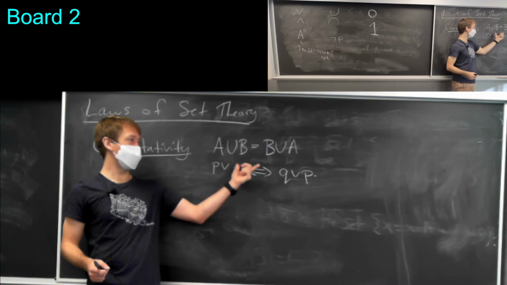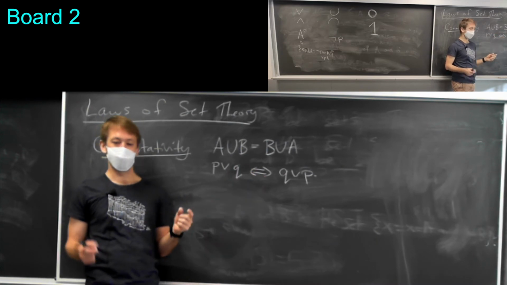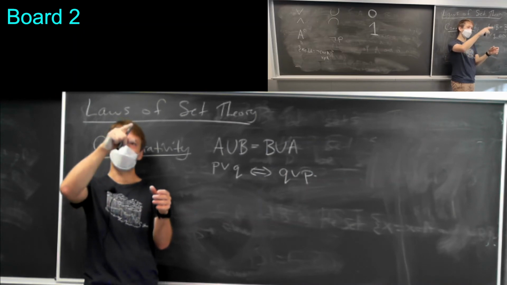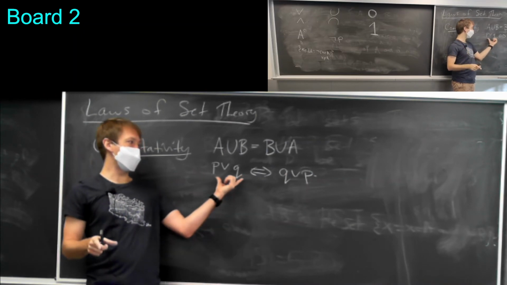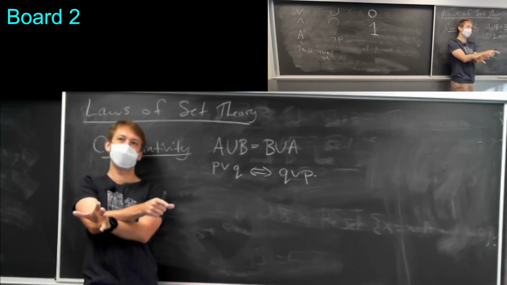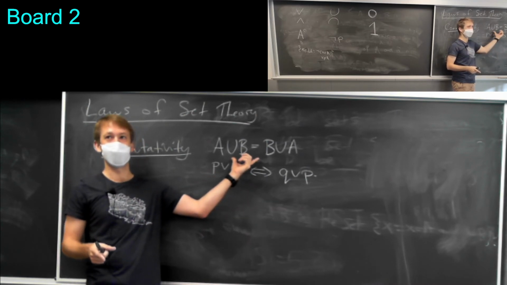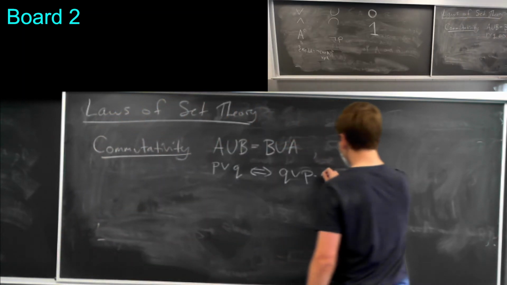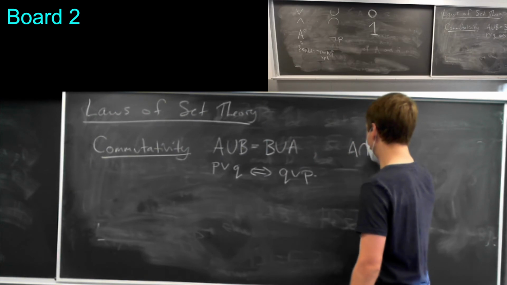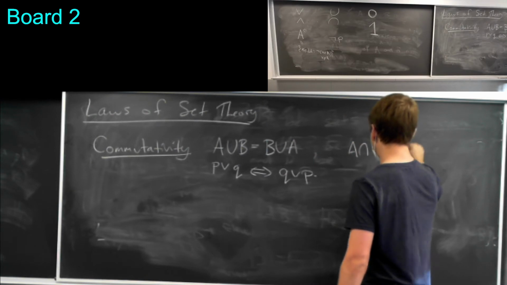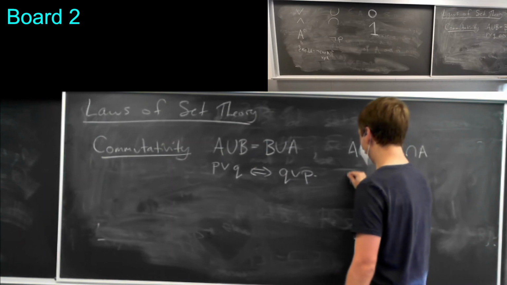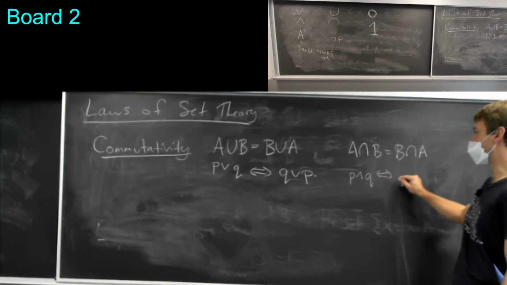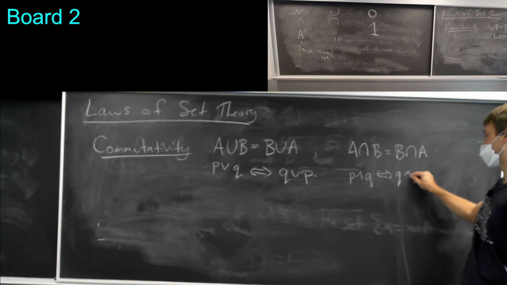And if you think about the definition of union, the reason this is true is because union has an or in the definition. By commutativity of or, you can switch that or around, and that switches the union around. So these are kind of the same thing. And then you have the same thing for intersection: A intersect B is B intersect A. The analogous law in logic is P and Q is the same as Q and P.